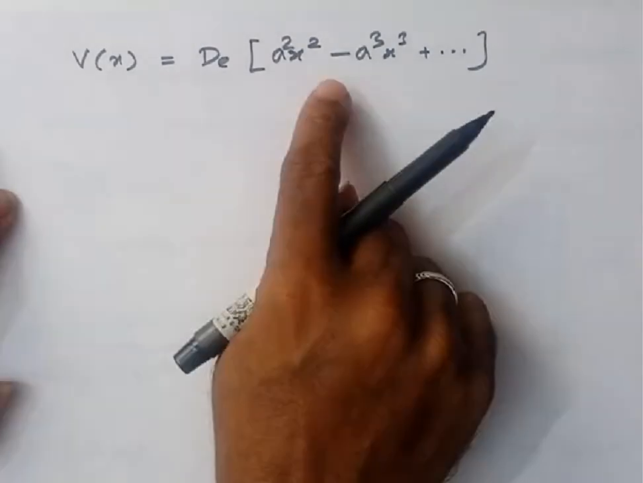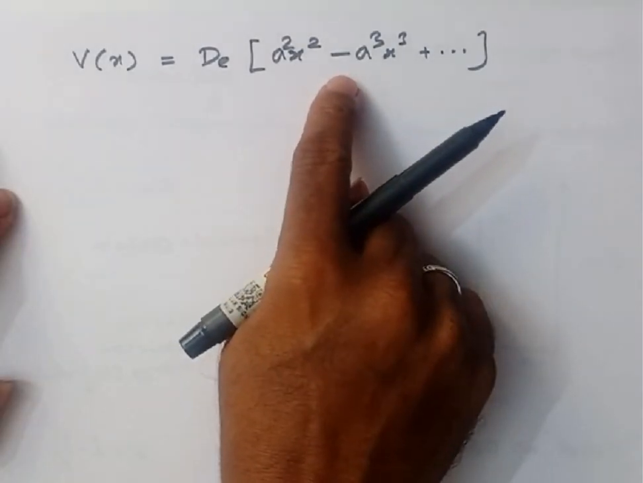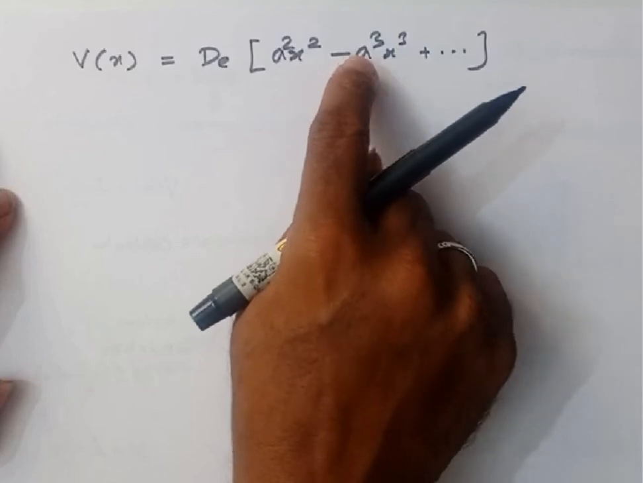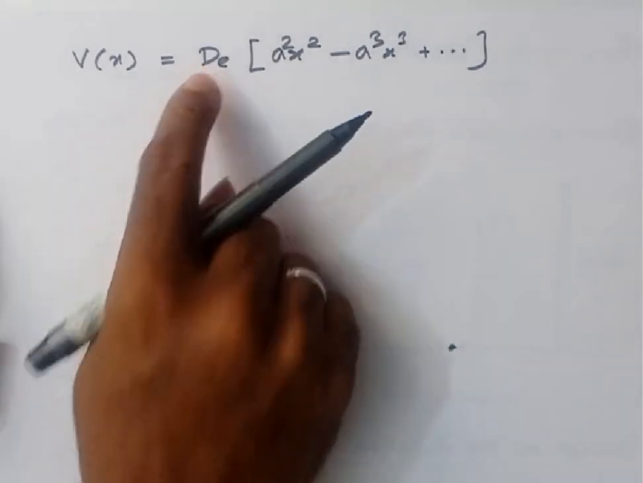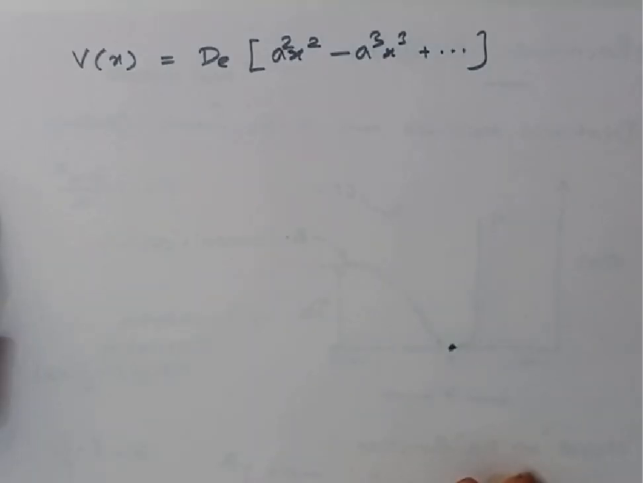Okay, this expansion we did in the last class. Now I'm just writing the expansion directly: a square x square minus a cube x cube. Remember, a is a constant for a given molecule and x is the displacement. dE is nothing but the equilibrium dissociation energy of the molecule.